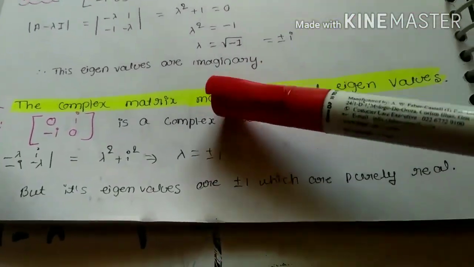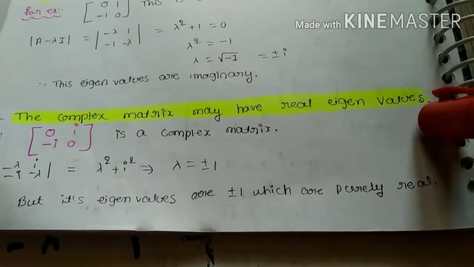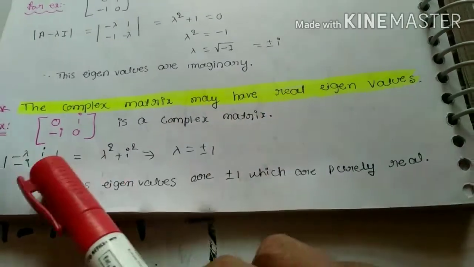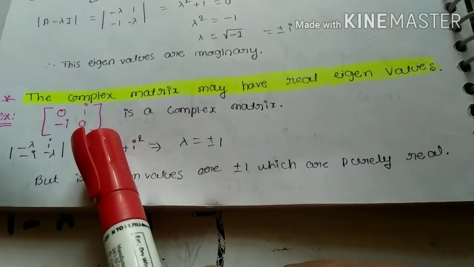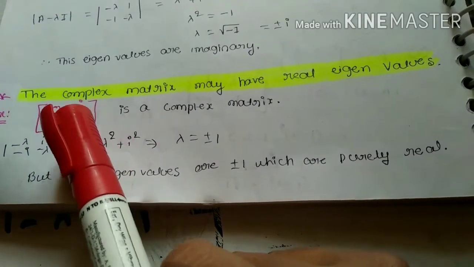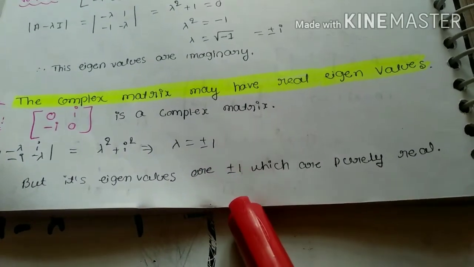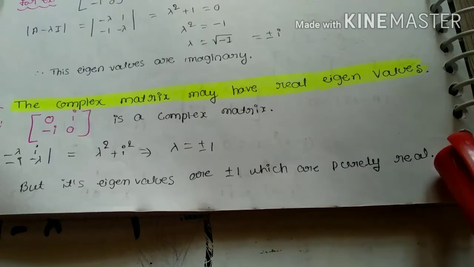Next, another point: a complex matrix may have real eigenvalues. This we also proved in our example. Here take this example, 0 i and -i 0. If you find the eigenvalues of this complex matrix, you will get your eigenvalues as plus or minus 1.